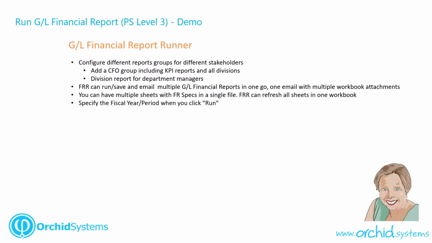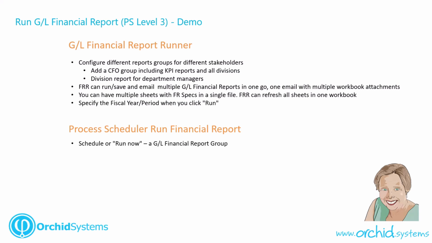When you're running a report through the Financial Report Runner, you specify the fiscal year and period when you click Run. All the other parameters, the way you run that report, are saved when you attach the report to the desktop. But if you use Process Scheduler on top of the Financial Report Runner, you can schedule now, or you could schedule at 1 a.m. every Monday morning. It is able to run a financial report group, and you specify the email parameters if you want to email the report.